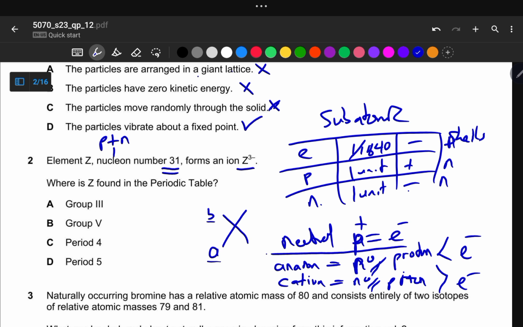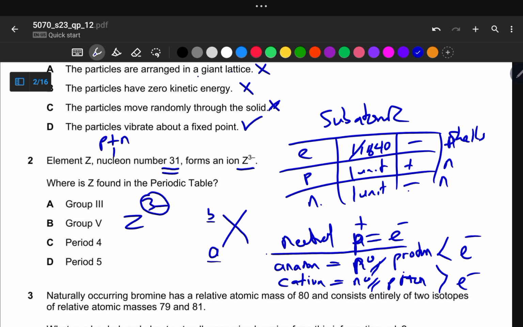So this is what you need to know for your subatomic particles, right? And then the question says, where is Z located with the nucleon number 31 and the ion with the charge 3 minus. So 3 minus simply means that Z gains 3 electrons to attain the stable noble gas electronic configuration. So the stable electronic configuration is what we call the octet rule, right? Where we are going to have 8 electrons in the valence shell, right?